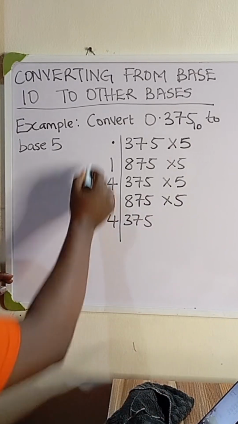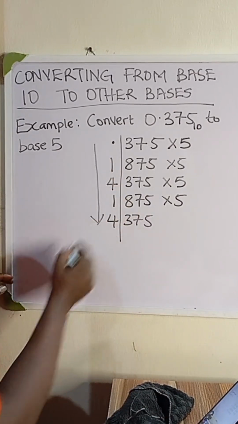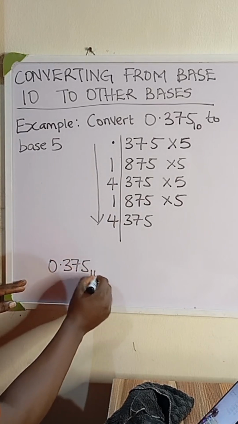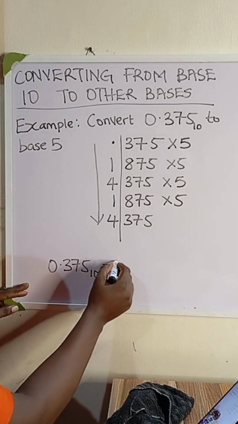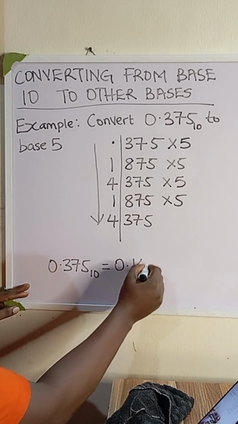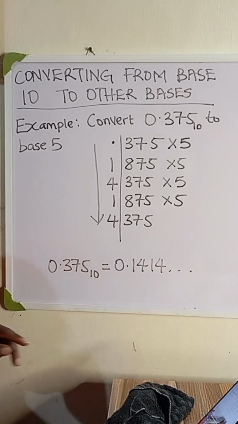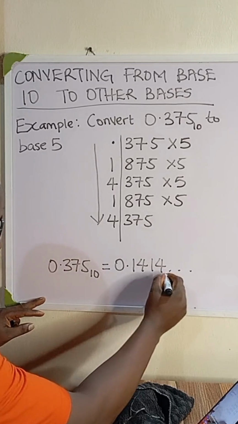And then your answer will be 0.375 base 10 is equal to 0.1414, and it continues, base 5.